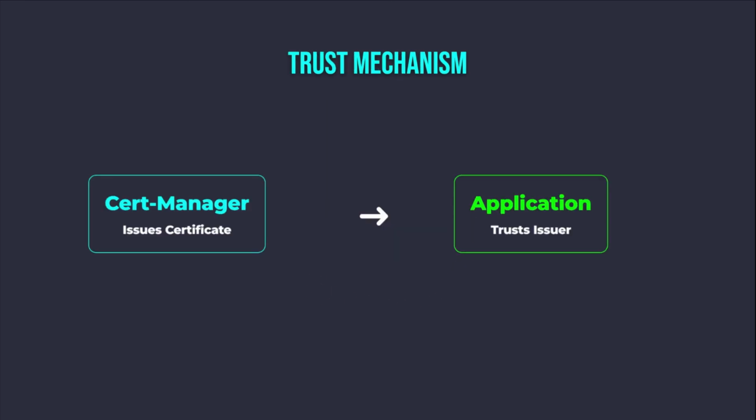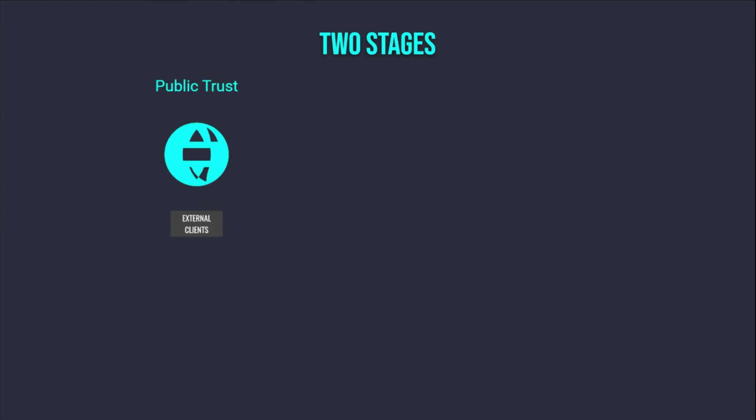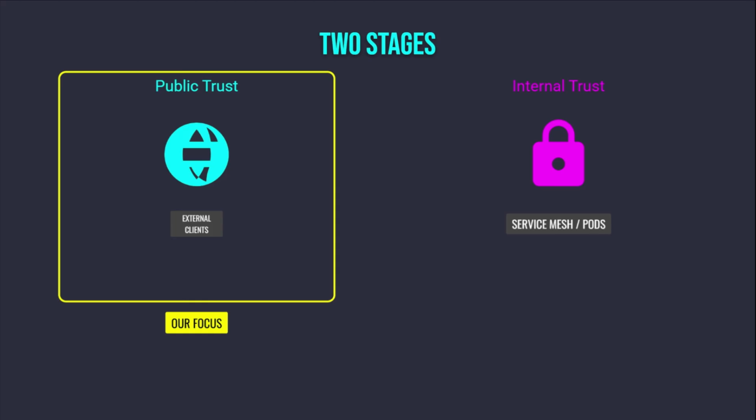We must define a mechanism for the application to trust the certificate issued by Cert-Manager and ensure the ingress controller forwards traffic securely. This process involves two distinct certificate stages: the public certificate for external trust and often an internal certificate authority for service mesh communication. Our focus is automating the public certificate issuance and forcing the ingress to use secure sockets layer when connecting to the backend service. This eliminates the plain text hop inside the cluster boundary, a critical security vulnerability.